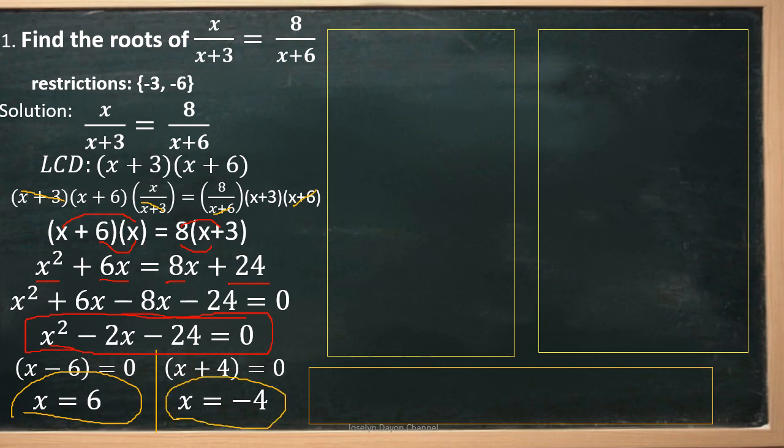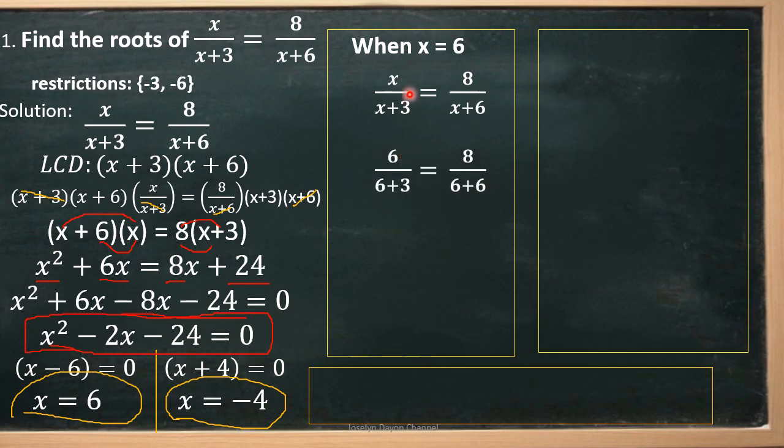Now we are going to check to verify if these values are really the solution. When x is equal to 6, we have to copy the original equation and substitute. So we have x over x plus 3 equals 8 over x plus 6, with 6 substituted. Simplify further, so we have 6 over 6 plus 3, which is 9. 8, bring down, and 6 plus 6 is 12.